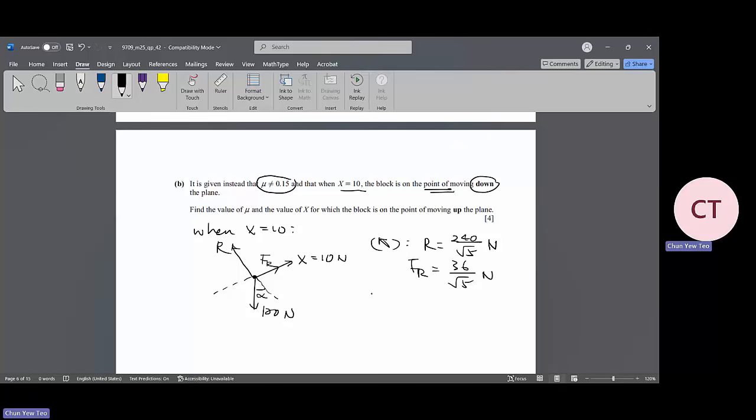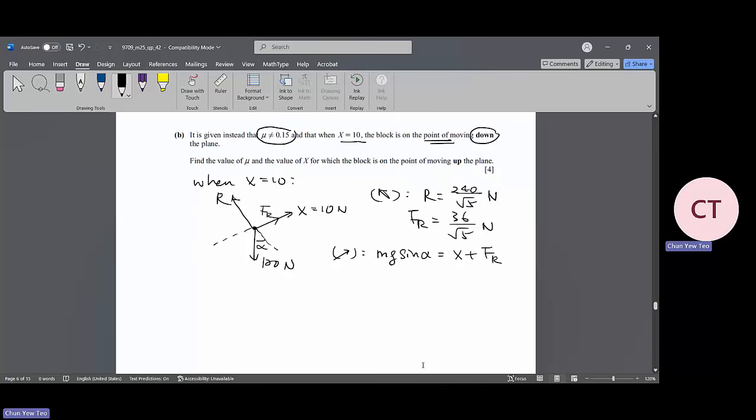Okay. So if you go this way, this time mg sine alpha is equal to x plus the FR, because now you are having limiting equilibrium. So it will be 120 sine alpha is equal to x plus the FR.